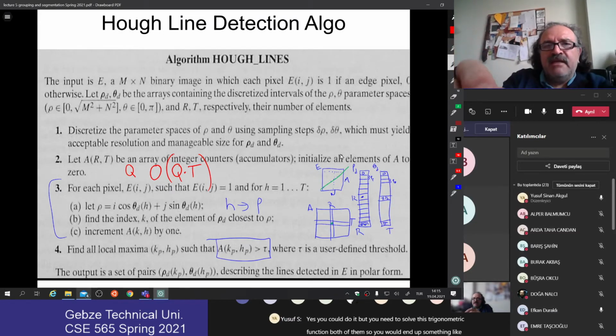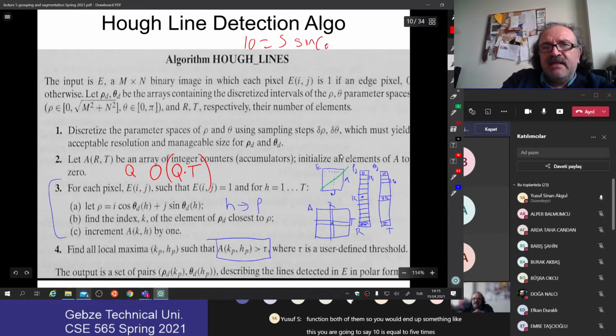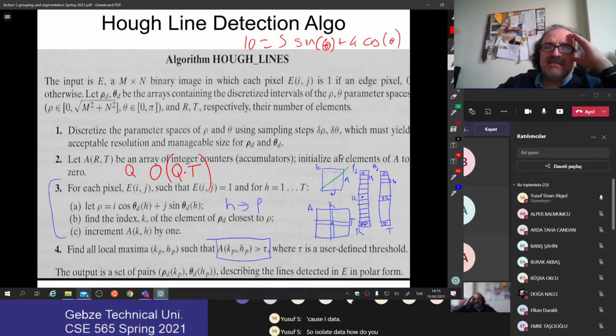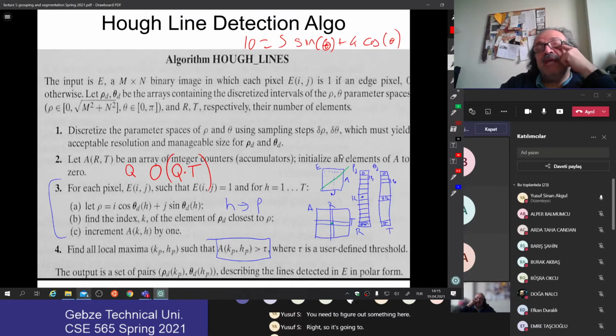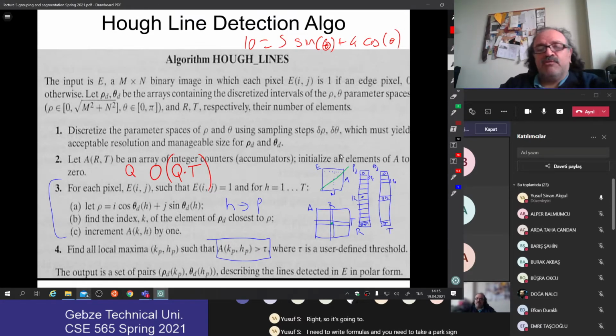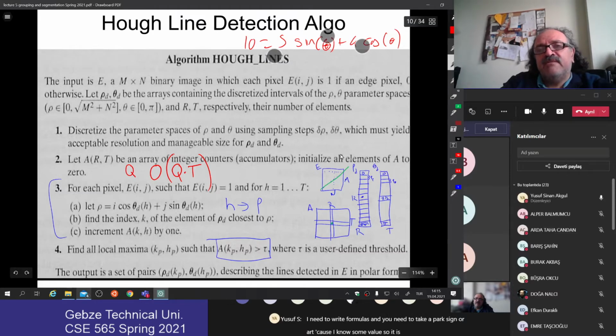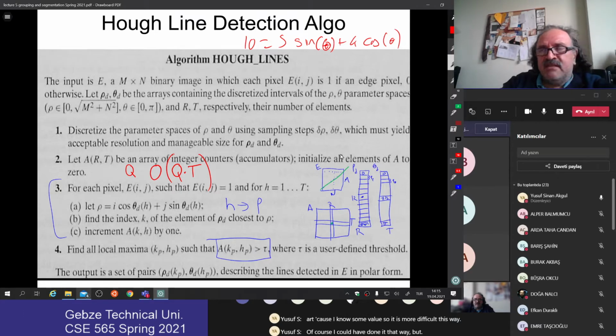You are going to say 10 is equal to 5 times sine theta plus 4 times cosine theta. So how do you isolate theta in this case? You need to figure out something here, right? I need to write formulas, and you need to take an arc sine or arc cosine of some value. So it is more difficult this way. Of course I could have done it that way, but going the other way is easier.